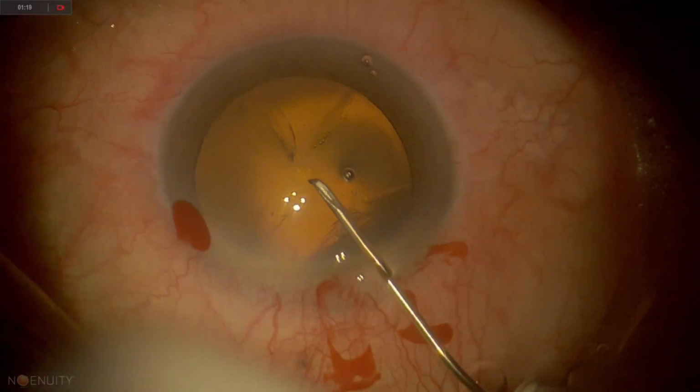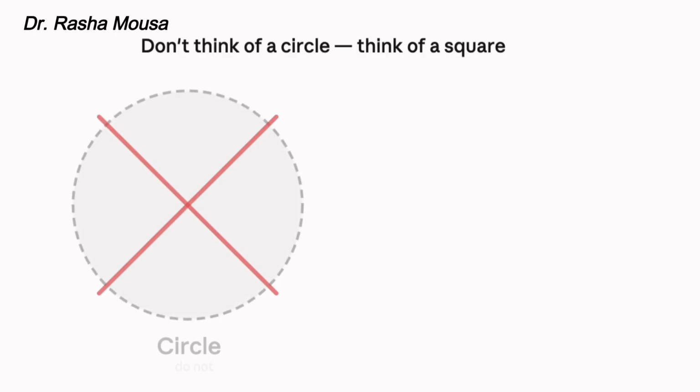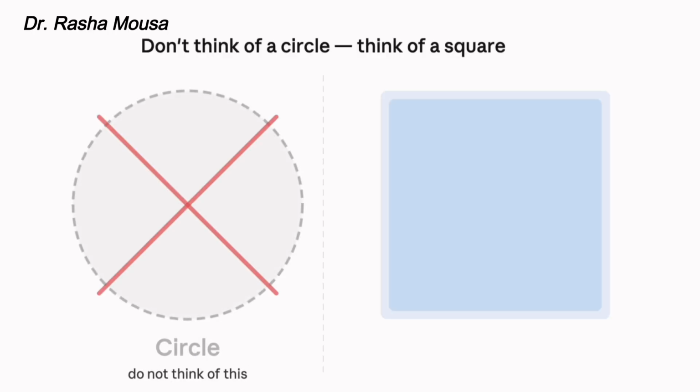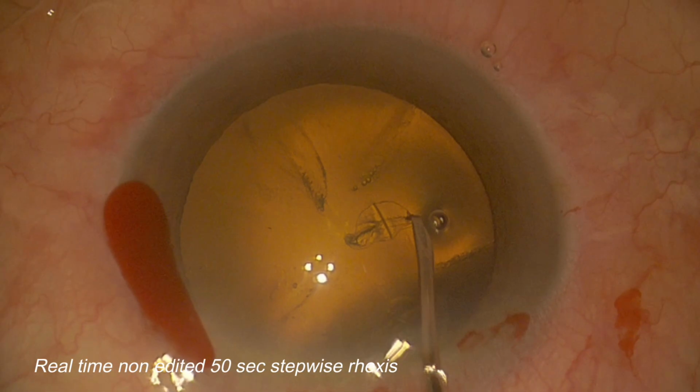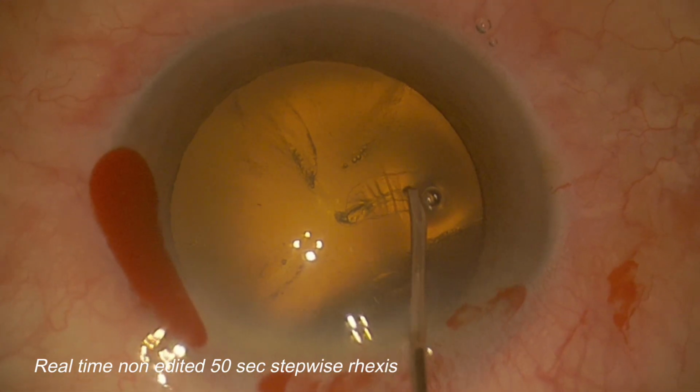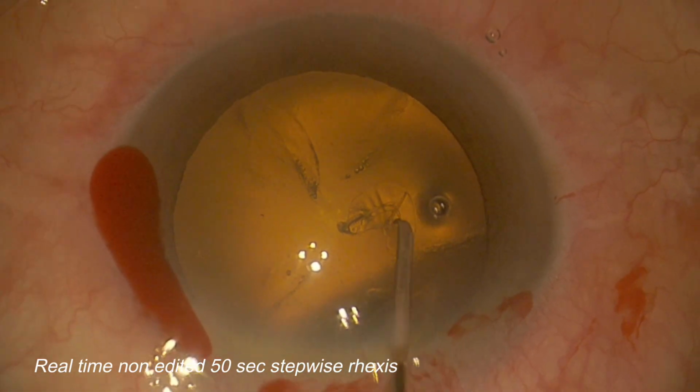Today we are going to demonstrate the physics behind the capsulorhexis using cystotome. First law, which I learned from Dr. Rasha Mossa: don't think about capsulorhexis as a circle, think of it like a square. And we are going now to demonstrate it in real time, step by step.